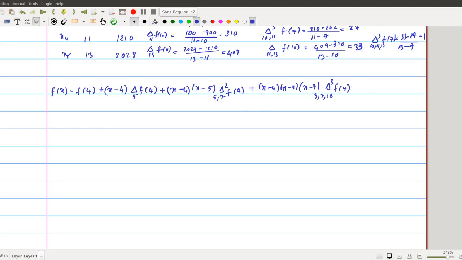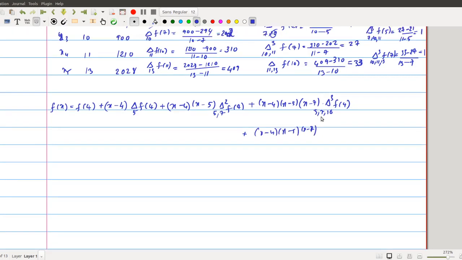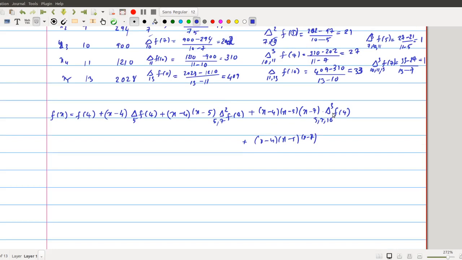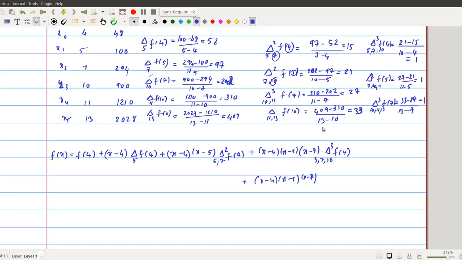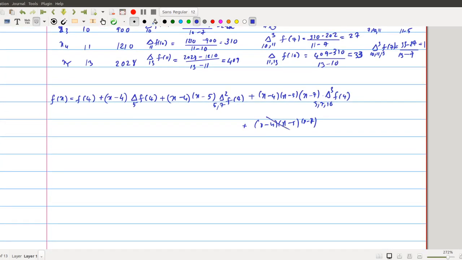And the fourth term will be x minus 4 into x minus 5 into x minus 7 and so on. But we have only third order differences, so we do not need to worry about these further terms. So just remove that.